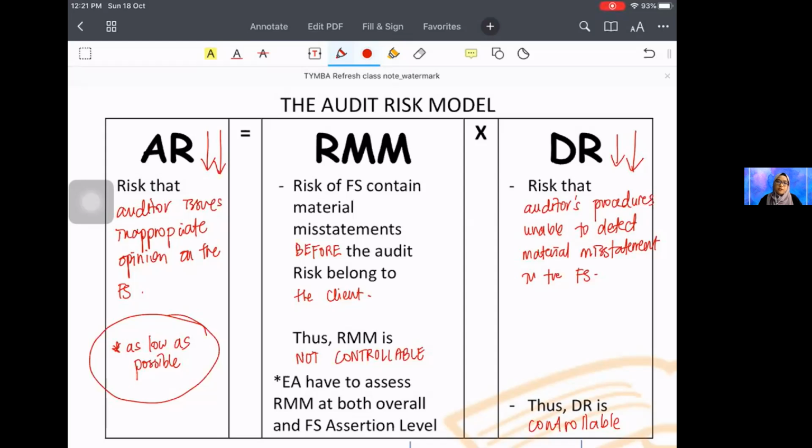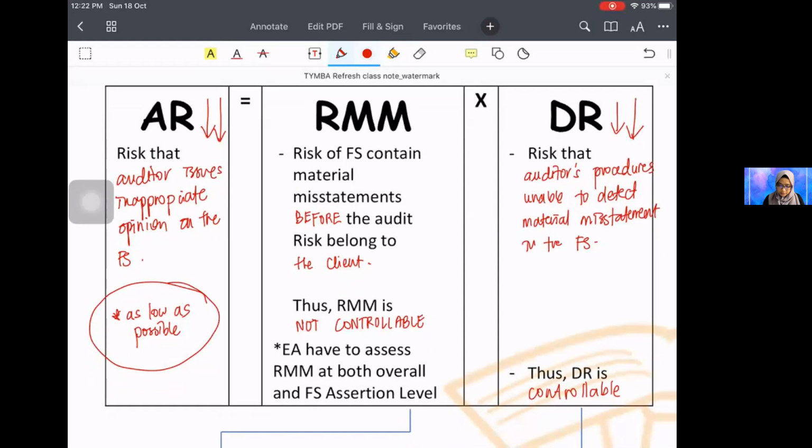However, when you attend and audit the company, the detection risk would be, for example, the client has many warehouses, and then you did not have enough resources. You did not have enough teams to attend the warehouses, inventory stocks. So what can you do? You hire more seniors ataupun you hire more audit members to attend the stock take in every warehouse. So something that you can control, we call detection risk. Something that is there before the audit, that is called risk of material misstatement.